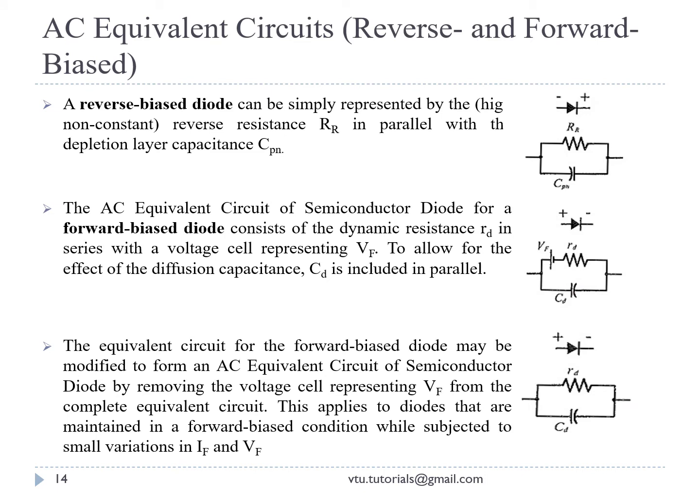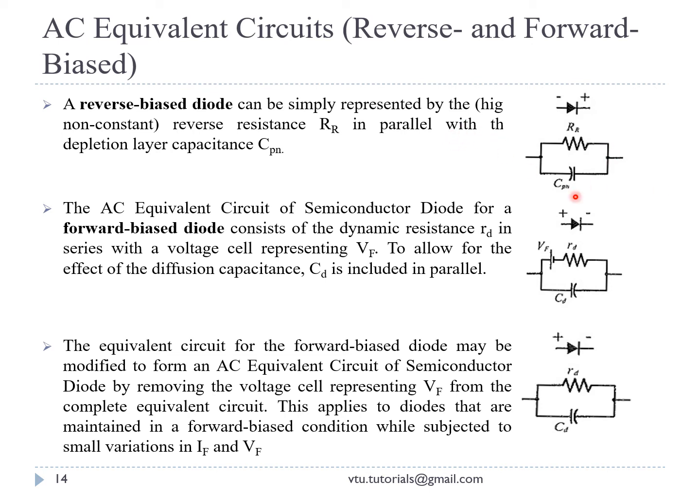First, during reverse biasing, a reverse biased diode can be simply represented by the reverse resistance in parallel with the depletion layer capacitance. When you reverse bias a diode, there exists a reverse resistance RR, which is the resistance for the flow of reverse saturation current, and that in parallel with the junction capacitance gives us the reverse biased diode AC equivalent.